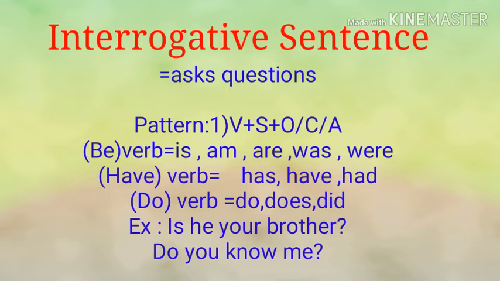Next you have interrogative sentence. Interrogative means interrogate. So it asks questions. An interrogative sentence has two patterns. One is verb plus subject plus object, complement or adverbial. And in this the verb is the be form, have form or do form of verb. For example, is he your brother? Have you done the work? We will discuss it in detail in the next video.